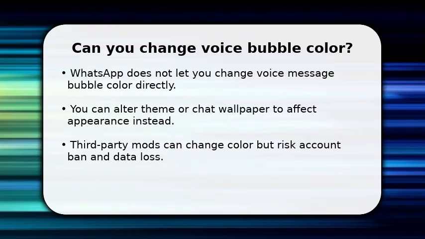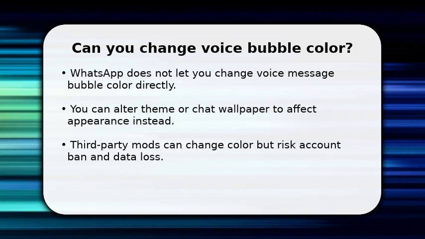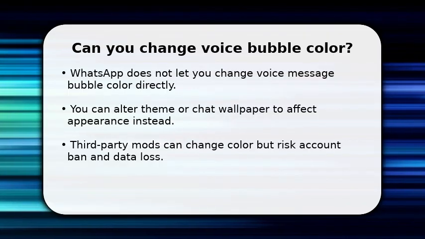You cannot change a WhatsApp voice message bubble color directly. WhatsApp does not offer a specific control for that element. Instead, adjust global appearance using the app theme or the chat wallpaper settings. Changing wallpaper or switching between light and dark modes alters how voice bubbles look within a chat.